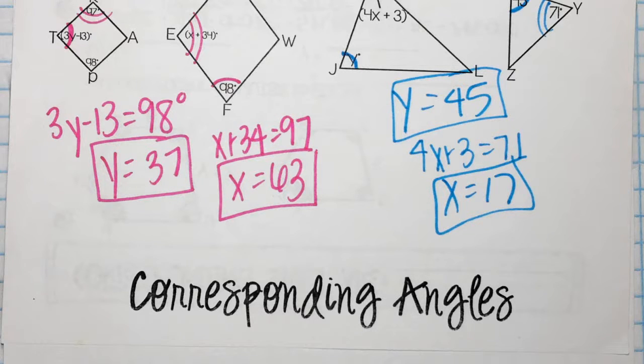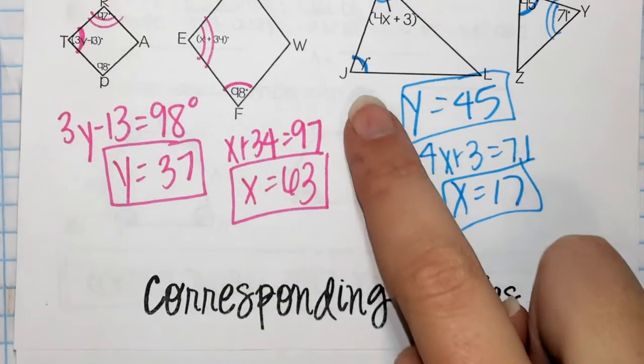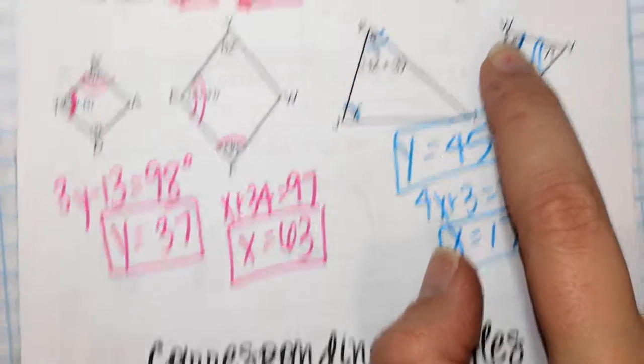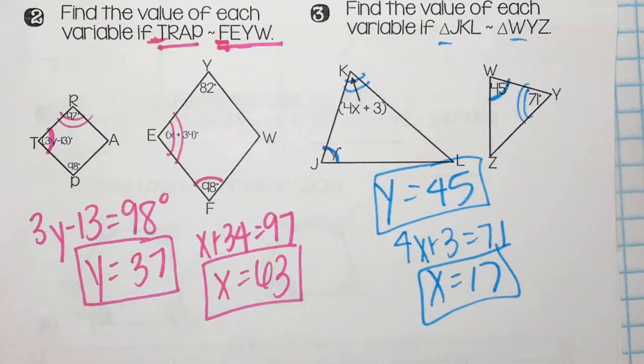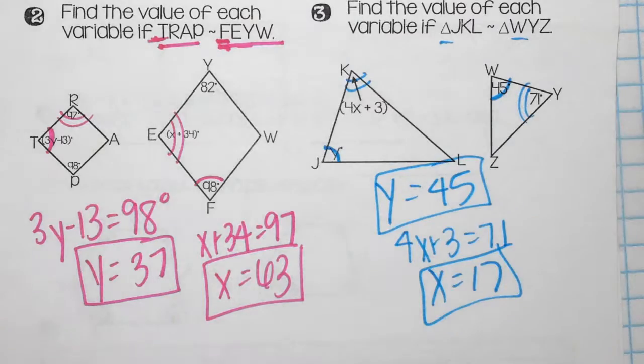Because J corresponds with W, so Y corresponds with 45.